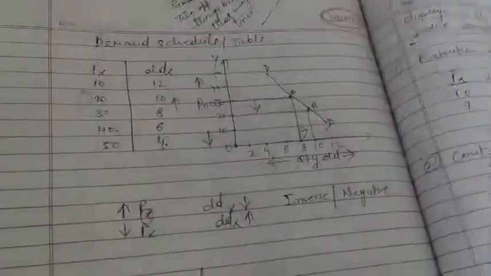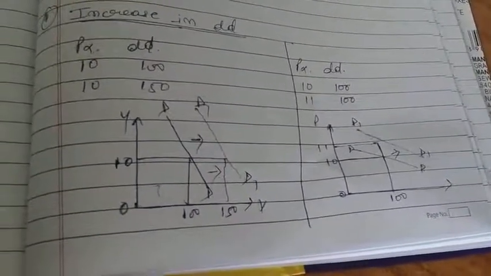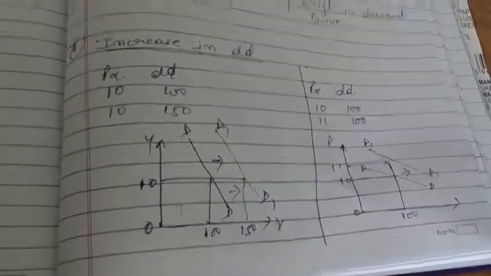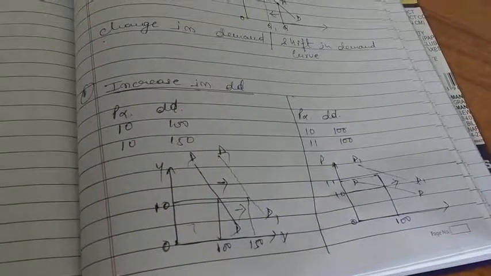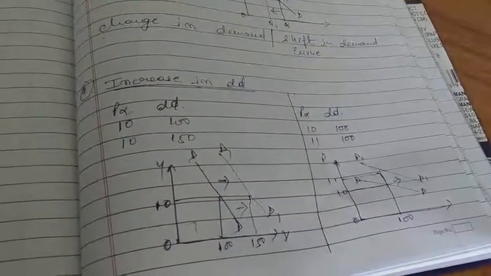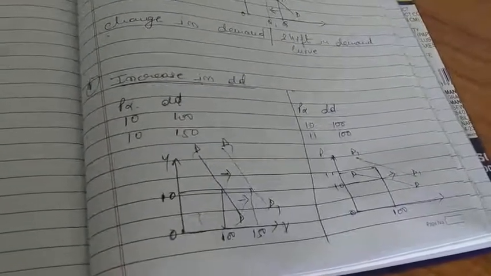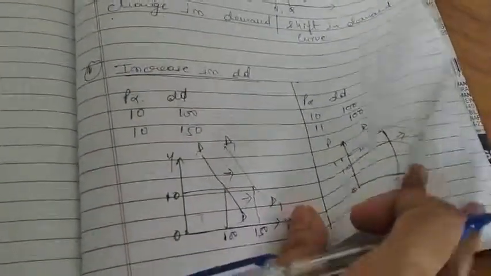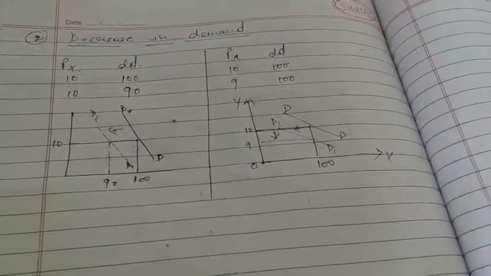And in increase in demand, there is a rightward shifting. Rightward shifting means more demand at the same price or same demand at the higher price. So these are the two types of change in demand, which is also known as shift in demand. Increase in demand and decrease in demand are the two types of shift in demand. Increase in demand shows rightward shifting, and decrease in demand shows leftward shifting.